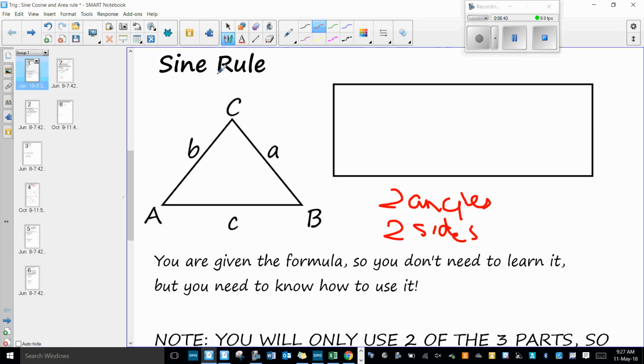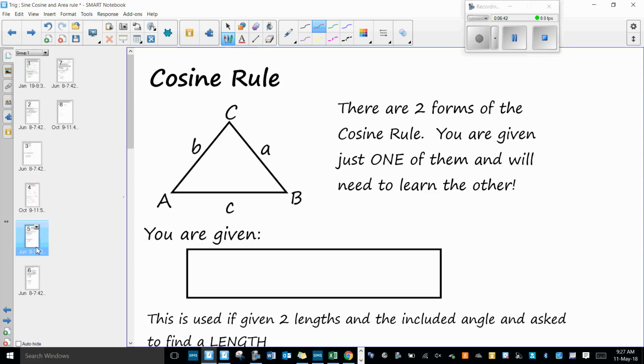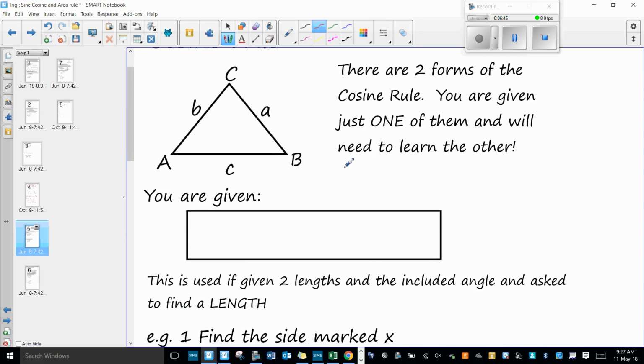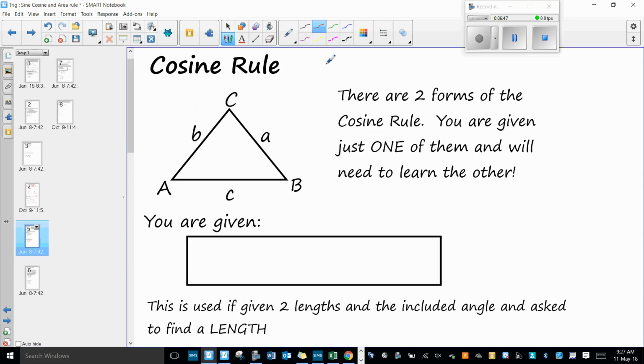For the cosine rule, it's slightly different. The cosine rule is going to be involving three sides and just one angle. I'm stressing the fact that it involves three sides, one angle. You're not given three sides, one angle. You will be asked to find one of these things. The cosine rule, I'm pretty sure you only get given one format of it.